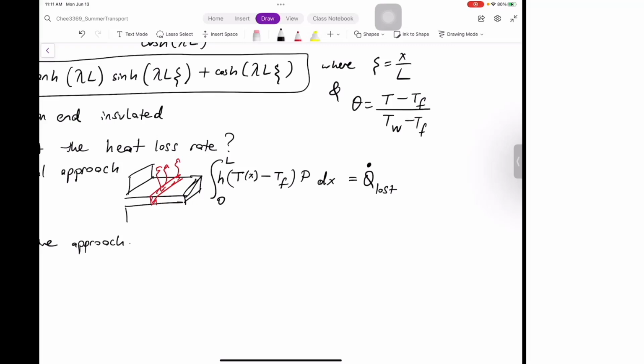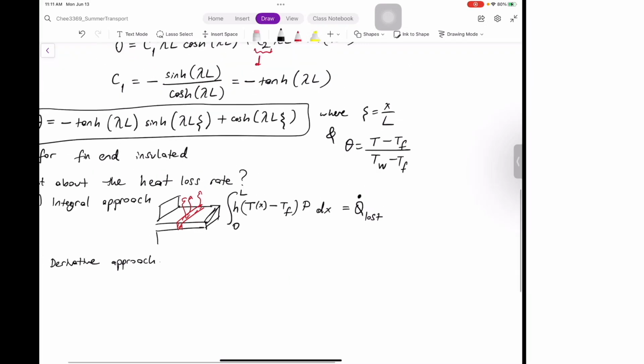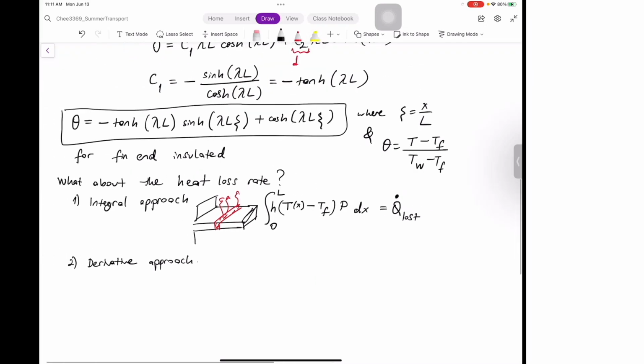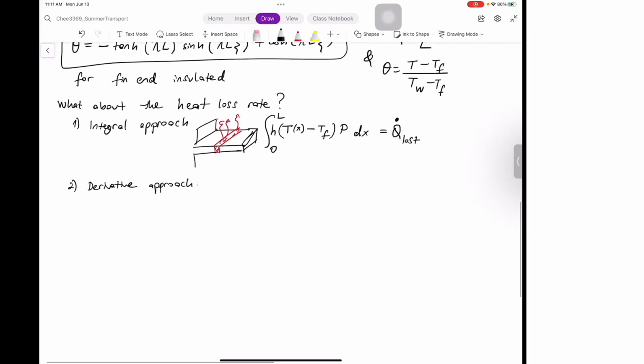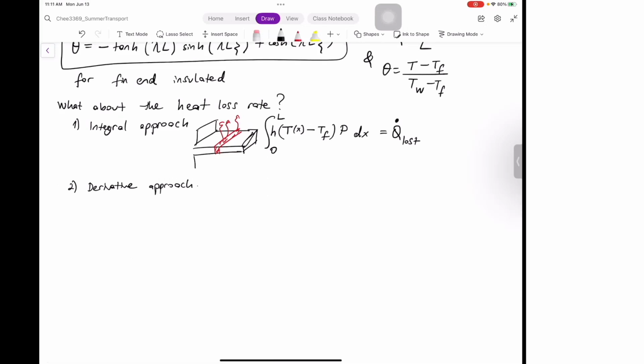You can do this, but it will take a lot of time to calculate this integral. But it's possible, and you can do it. Another method, which is easier than the integral approach, is to say that whatever heat is lost must actually be entering the fin at the wall.